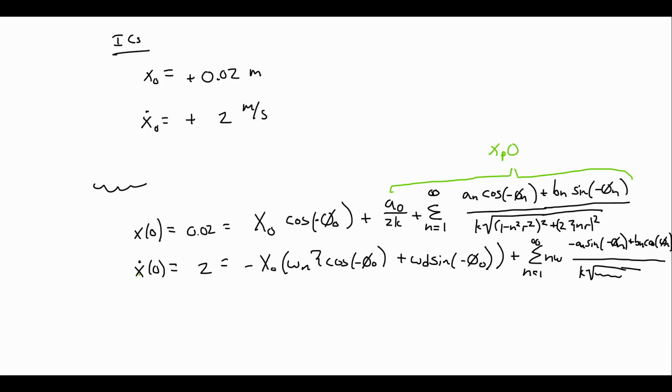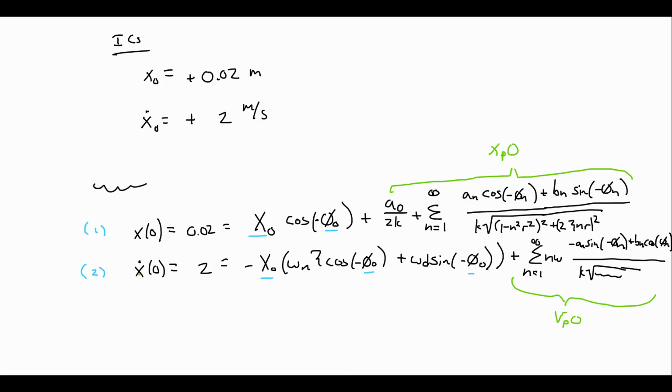And this I will call Vp naught, the particular solution for the velocity at 0. Again, the number of terms I use is going to affect what Vp naught is, but it is going to be convergent since these are convergent series. So what we have here are these two equations, 1 and 2, and the unknowns we're trying to solve for are the x naught and the phi naught.